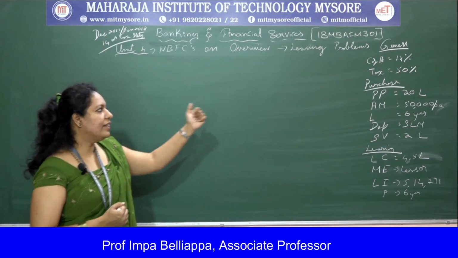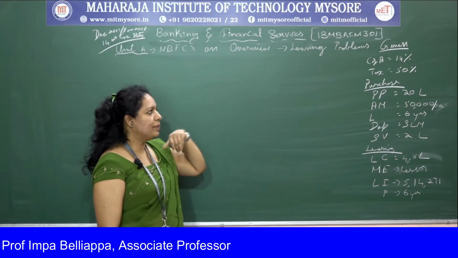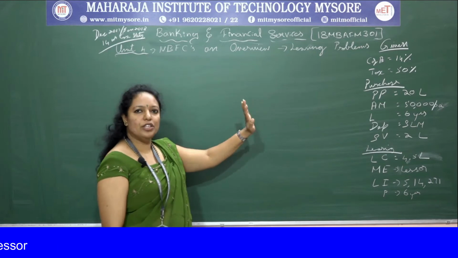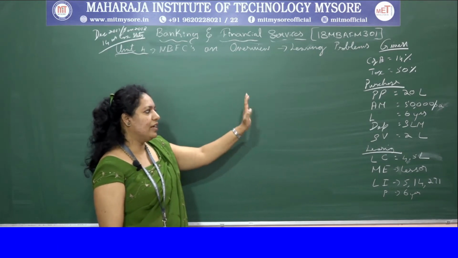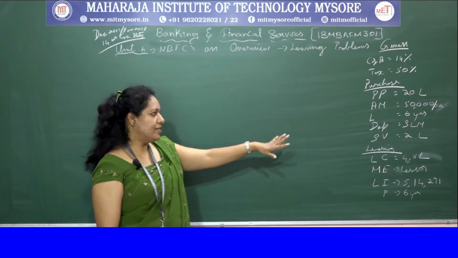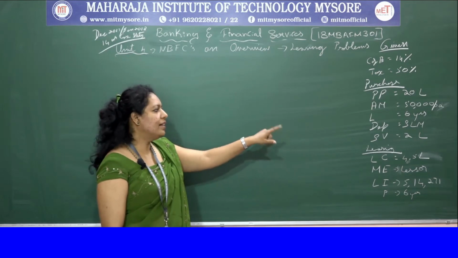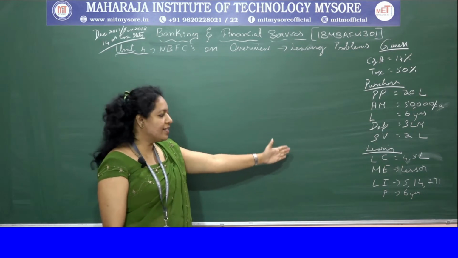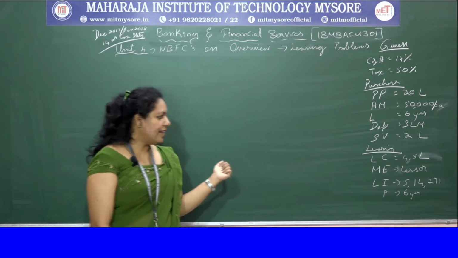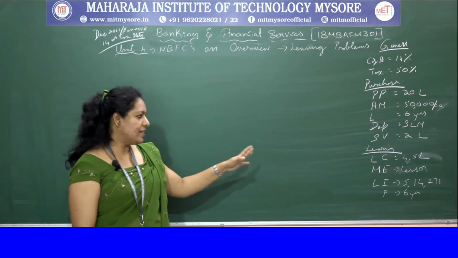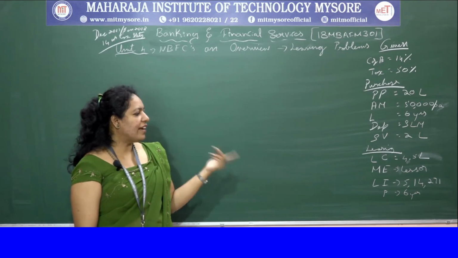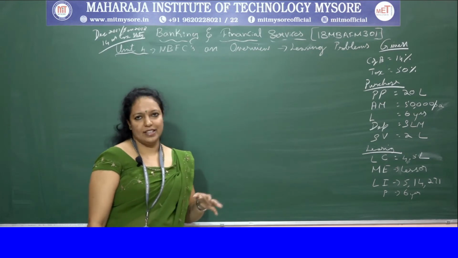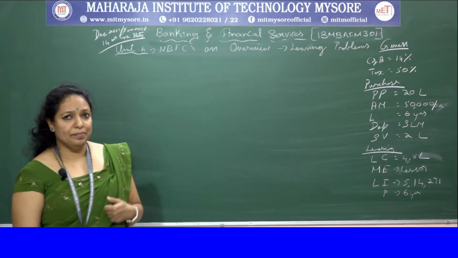So I have written the given details. The cost of borrowing is 14%. Tax is 50%, which is common to all. If purchase is the option, then the purchase price is 20 lakhs, annual maintenance 50,000 per annum, life is 6 years, depreciation is SLM method, and salvage value is 2 lakhs. If it comes to leasing, then lease charges are 4.5 lakhs, maintenance is borne by the lessor, and the loan installment is 5,14,217 with a period of 6 years. So let's begin with the problem.